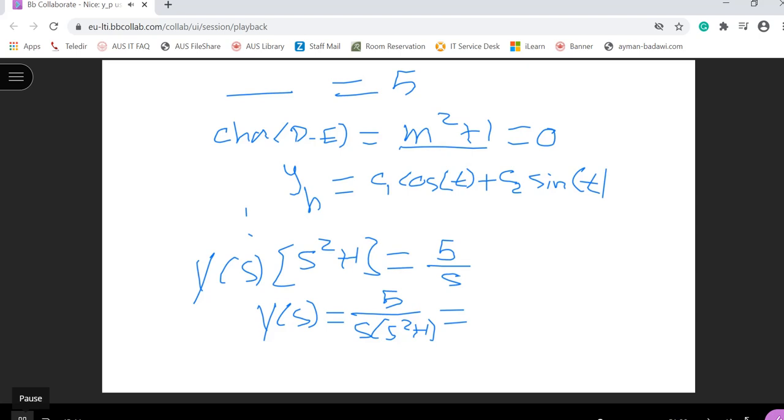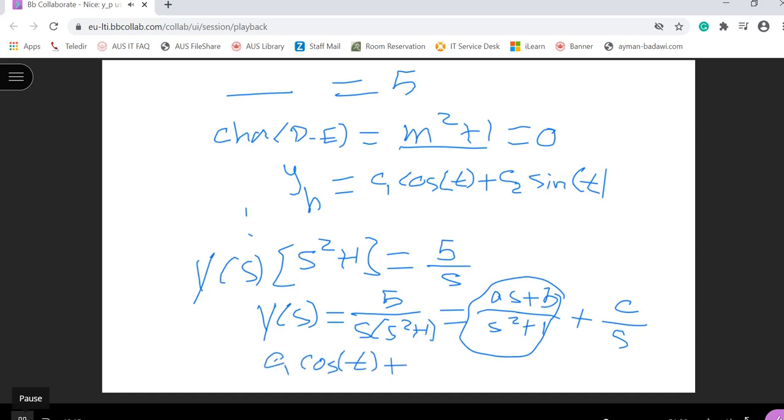This will be something like (As plus B) over (s squared plus 1) plus a constant over s. Well, you know the Laplace inverse of that, you can split that into fractions. And this is going to be a number C1 cosine t, plus a number C2 sine t. You have to be very good in Laplace. Plus, what will this be? Just a number, C5. Well, by staring, this is your homogeneous. The remaining one will be your particular.